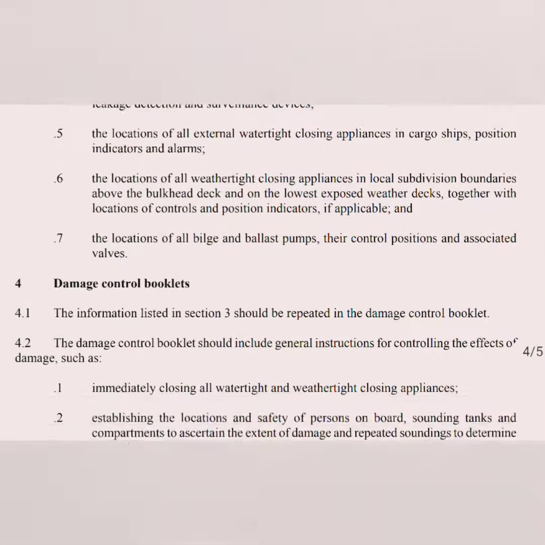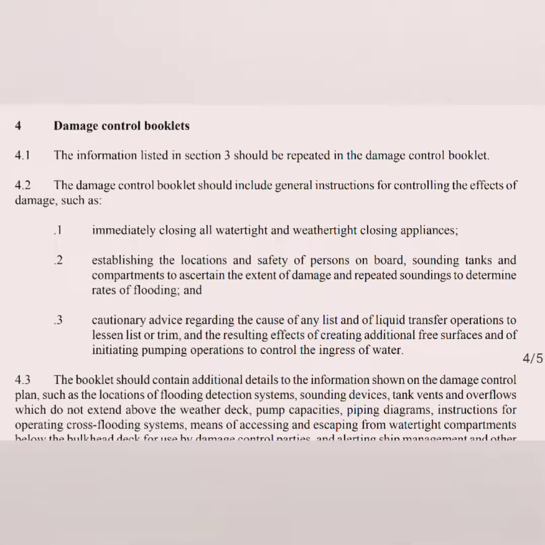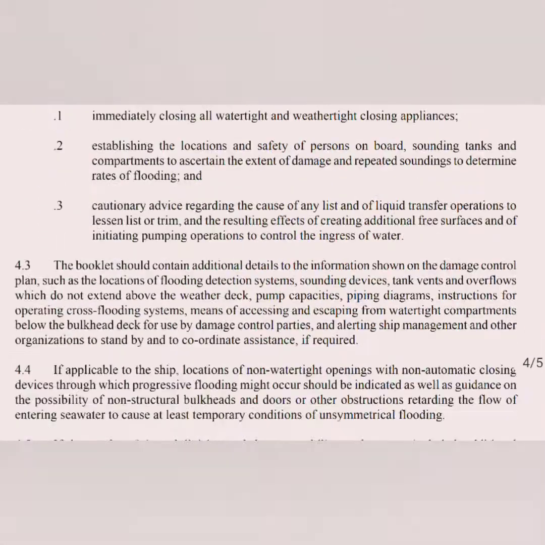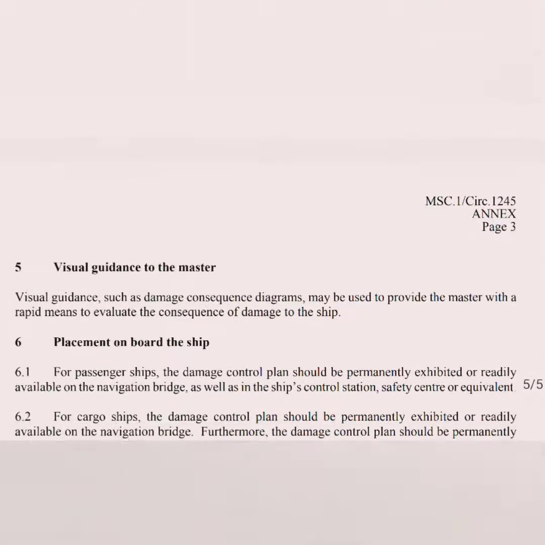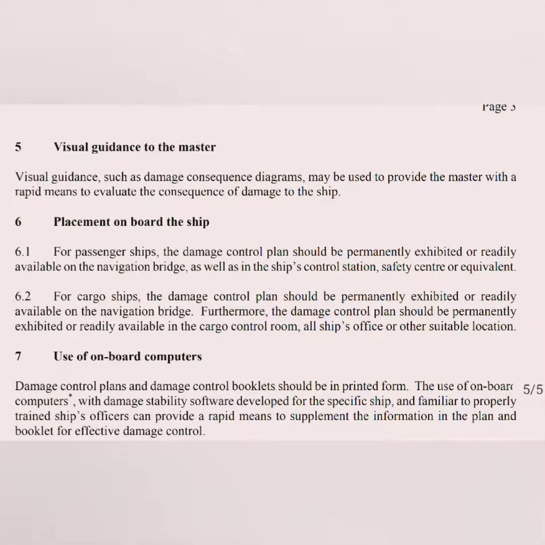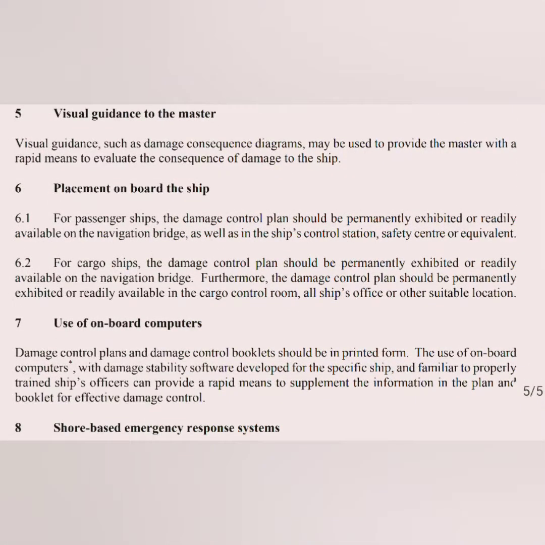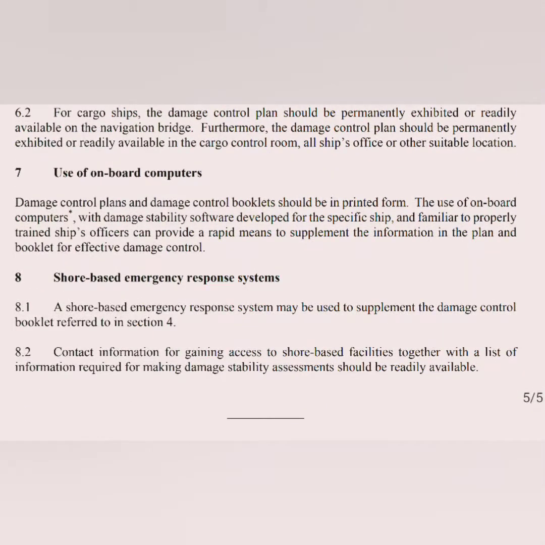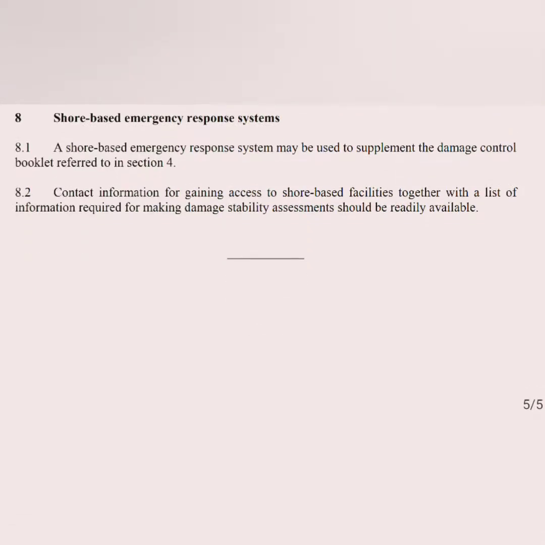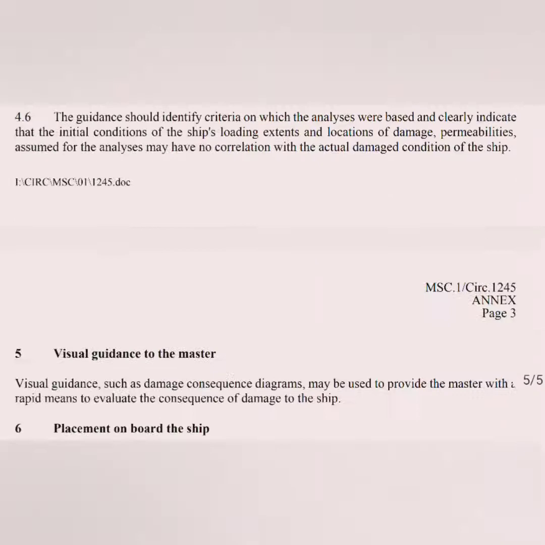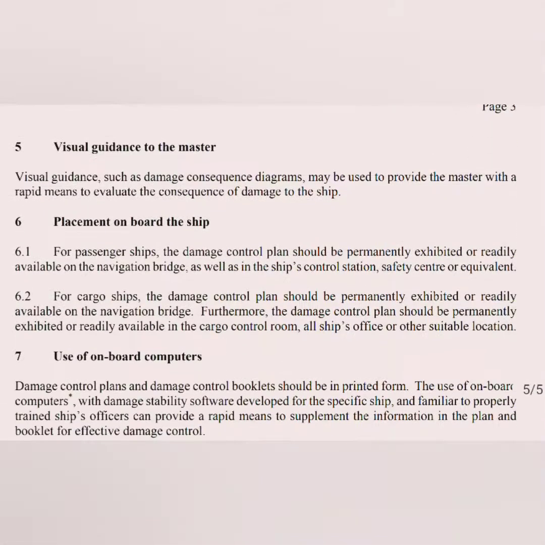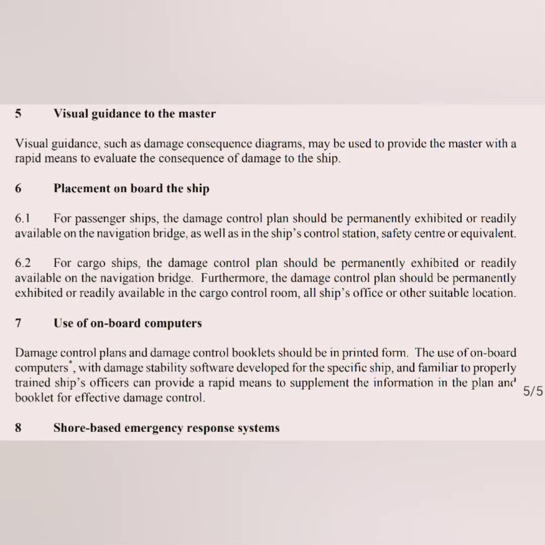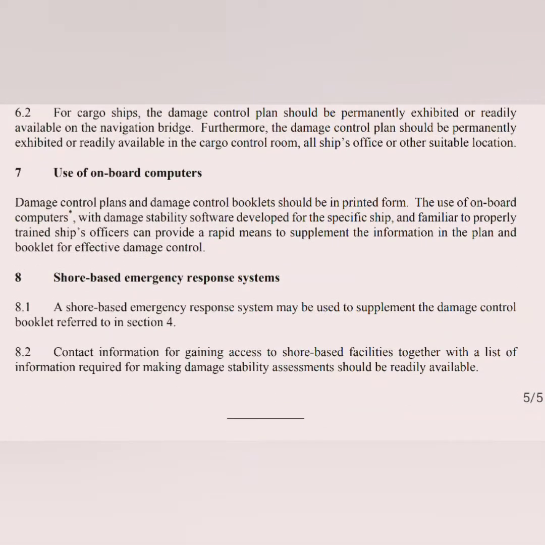And then this is the damage control booklet, and this has additional information that is required, and it also gives you guidance about visual guidance to the master, placement on board the ship, use of onboard computers, and shore-based emergency response system. So basically this circular is very important when you're answering any question regarding the damage stability plan or booklet to the examiner. Mentioning this particular circular would mean that you know where to extract the information.